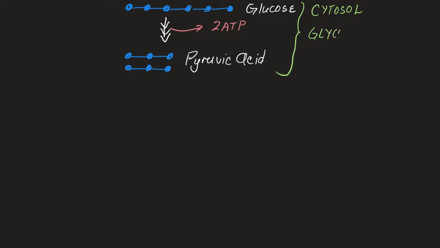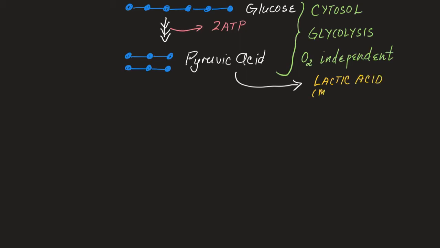We call this glycolysis. Glyco means sugar and lysis means breakdown. This entire process takes place in the absence of oxygen, so it is anaerobic. So in this situation, pyruvic acid becomes lactic acid when oxygen is absent, and this is what makes your muscles sore when you do anaerobic exercise.